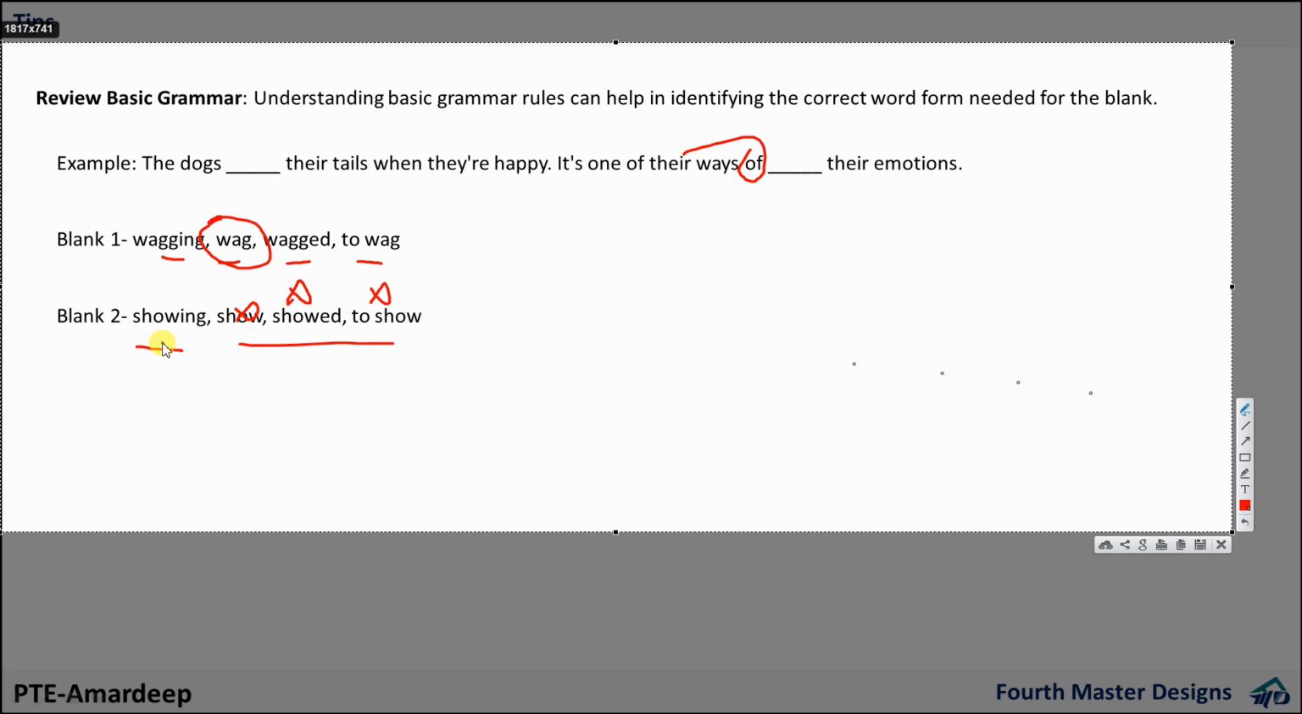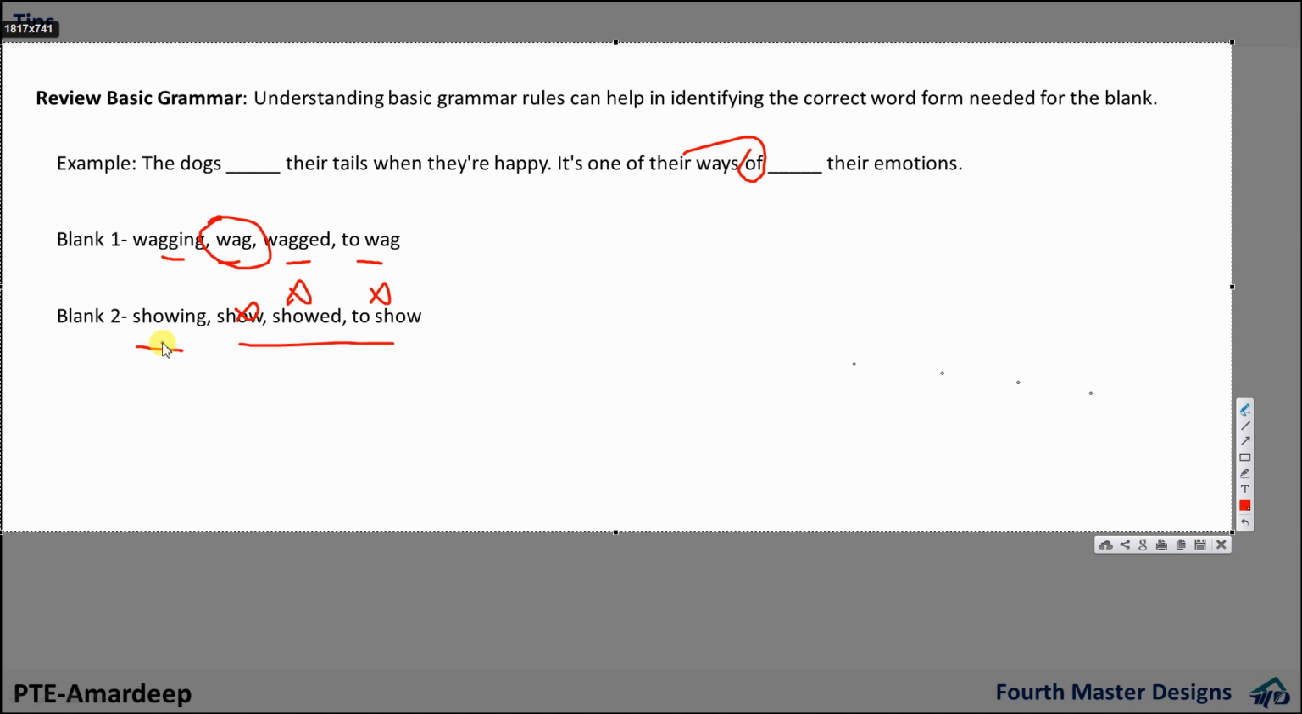To show, this is in infinitive form. It doesn't fit in this structure of "to show", because "to" is a preposition you are using. The passage may not be simple like this, but sometimes students are getting simple blanks like this.